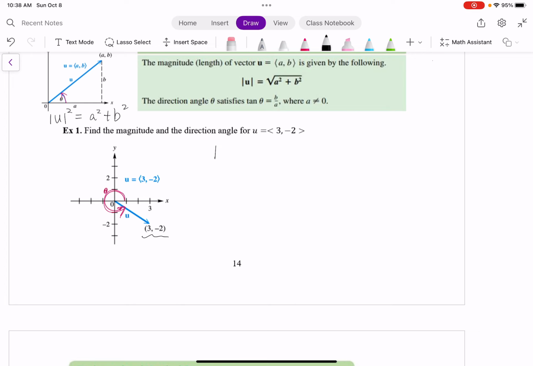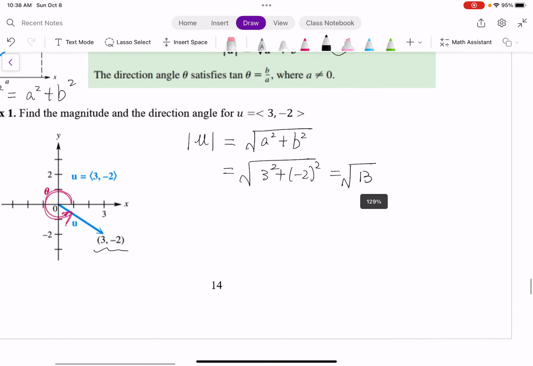The question asks us to find the magnitude and the direction. I want to find the magnitude of u. We have learned it here: the square root of a squared plus b squared. We have 3 squared plus negative 2 squared. Simplify that: 9 plus 4 is 13. So we have the square root of 13.